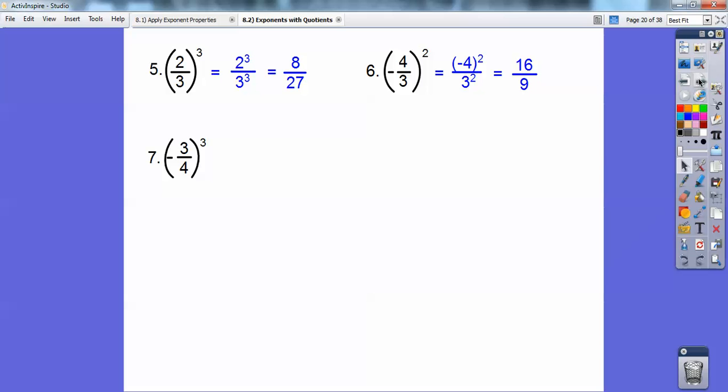It's reasonably easy. This one here, again, throw that negative with the top part, the negative 3. So negative 3 to the 3rd is going to be, now here, the negative is being raised to an odd power, so it's going to stay negative.